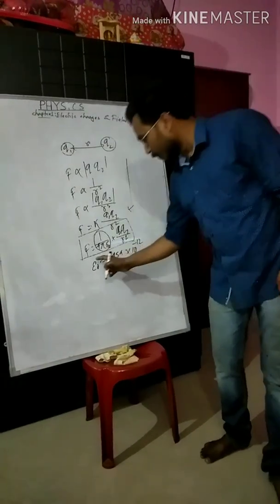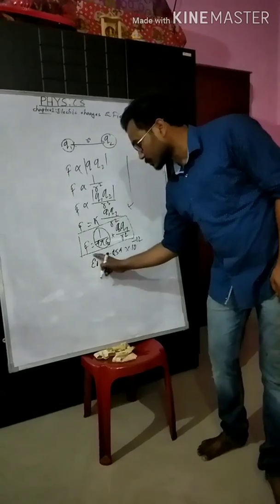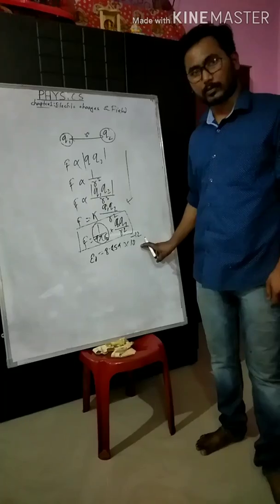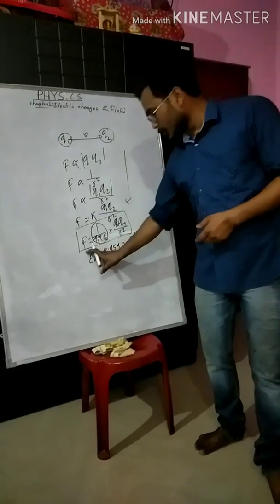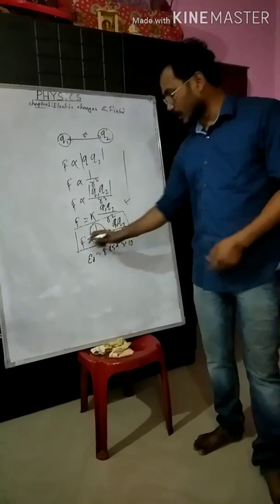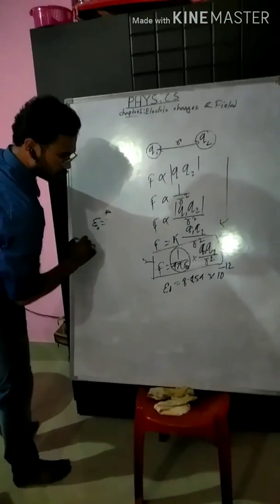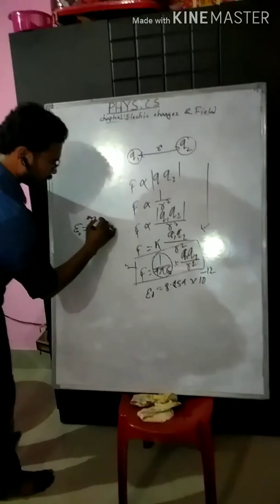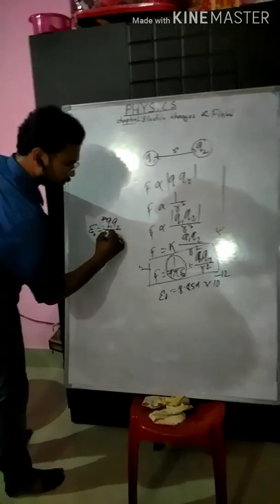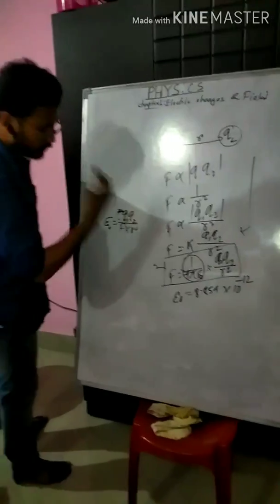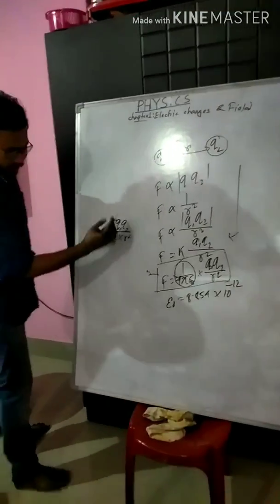Now suppose I forgot the unit of this epsilon naught. Here I am not writing the unit of epsilon naught. How can you find out the unit of epsilon naught from this equation? You can easily find it out from this equation. From this equation you can write epsilon naught equals Q1 Q2 by F into R square. Here I am not writing the 4 pi part because 4 pi is a constant. So this is the expression you will get from this equation.